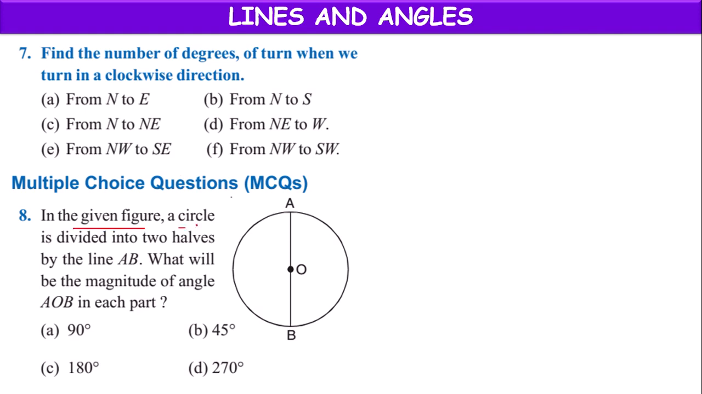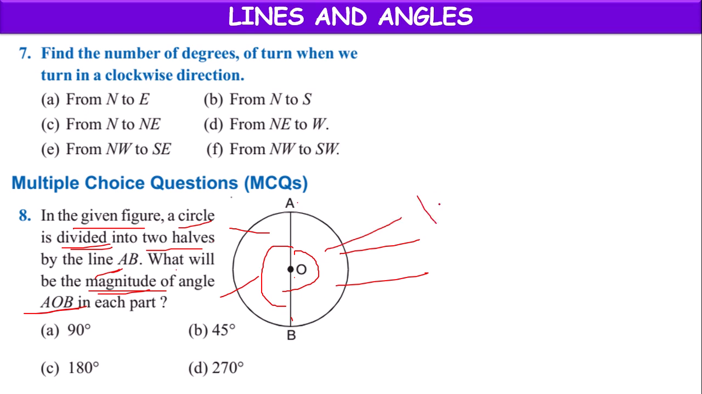Next, children, some multiple choice questions. In the given figure, a circle is divided into 2 halves, first part and second part, by the line AB. What will be the magnitude of angle AOB in each part? The total circle is 360 degrees. It is divided into 2 parts, so each part will have 180 degrees. Either in the first part or the second part, the angle is 180 degrees.